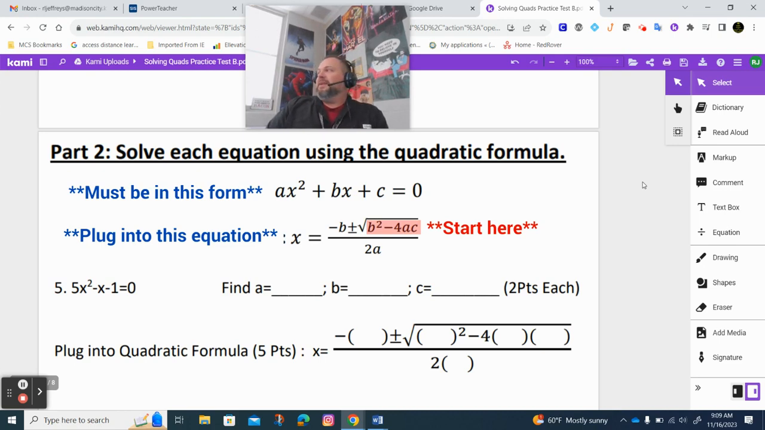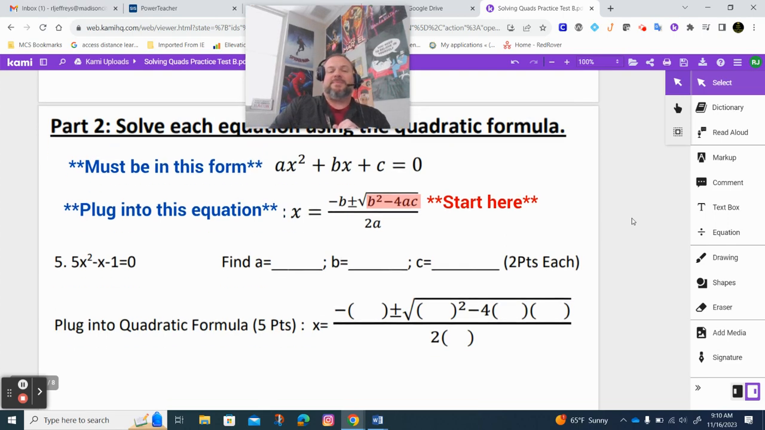Now, also, you're going to start underneath the square root when you're plugging stuff into the calculator. Okay, now remember, for these problems, you get 2 points for filling in the A, B, and C for each of these. So you get 6 points for at least doing that right.